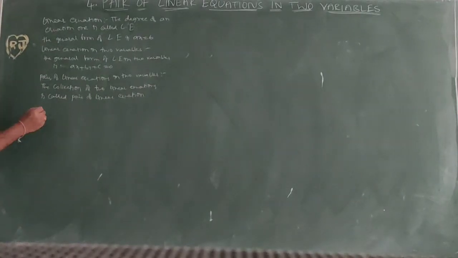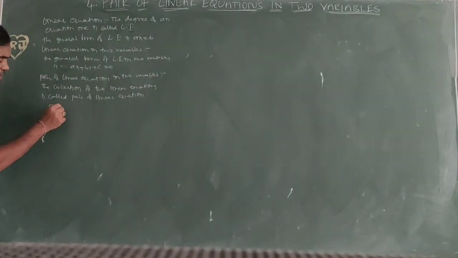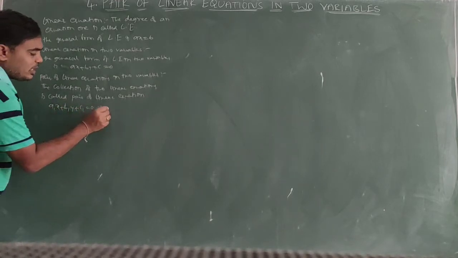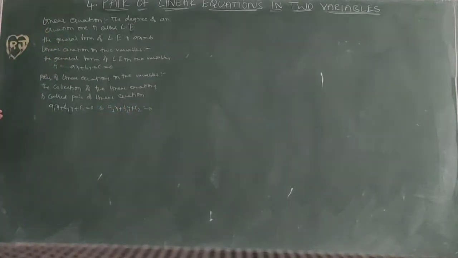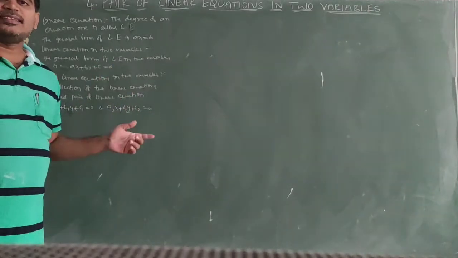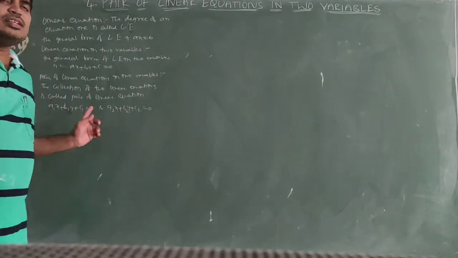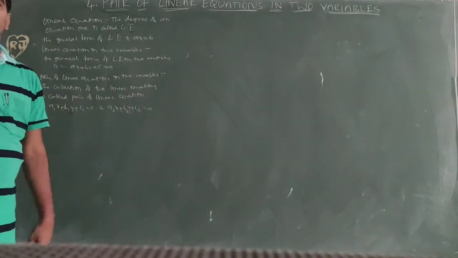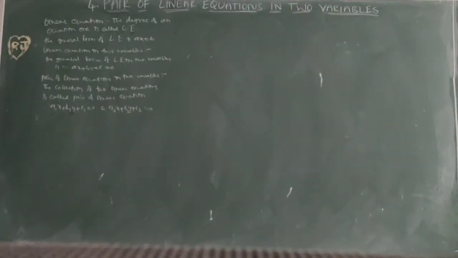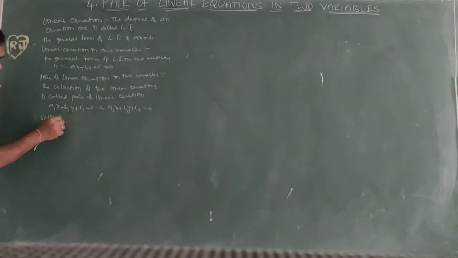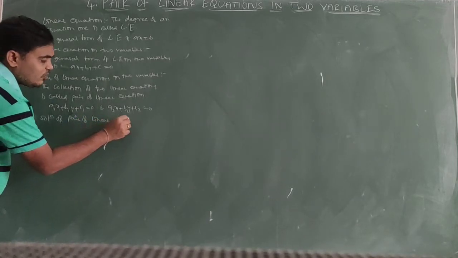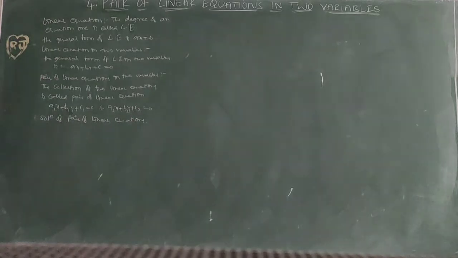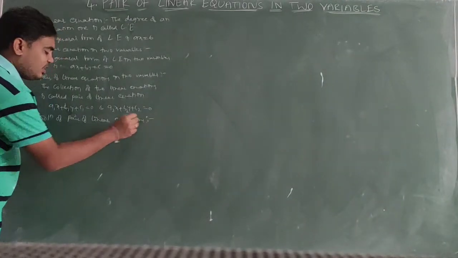Let us consider a1x plus b1y plus c1 equal to 0 and a2x plus b2y plus c2 equal to 0. The collection of these two equations together is called a pair of linear equations. Since it is in two variables, it is a pair of linear equations in two variables. Okay, now solutions of a pair of linear equations.